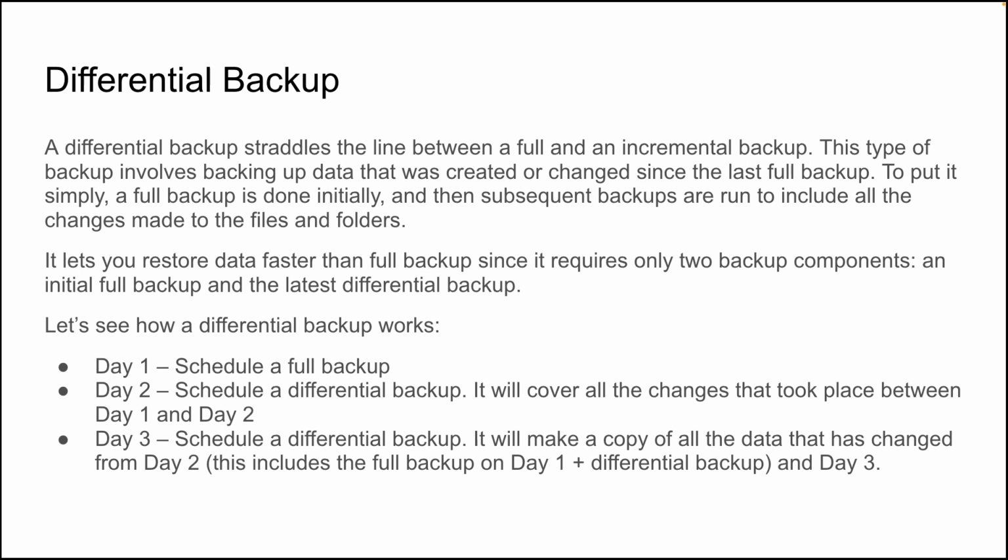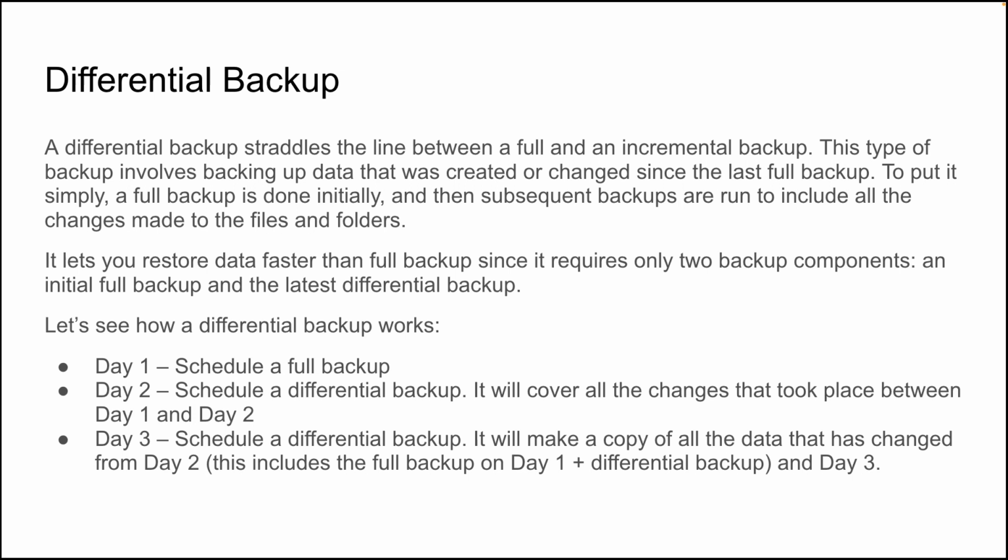Differential backup straddles the line between a full and an incremental backup. This type of backup involves backing up data that was created or changed since the last backup. To put it simply, a full backup is done initially, and then some subsequent backups are run to include all the changes made to the files and folders. It lets you restore data faster than a full backup since it requires only 2 backup components: an initial full backup, and the latest differential backup.